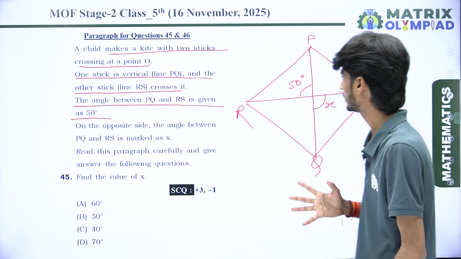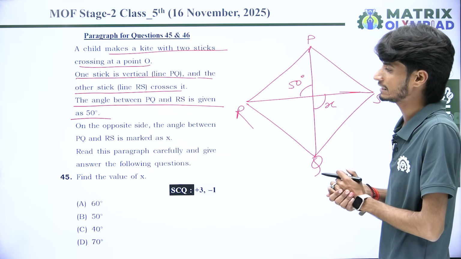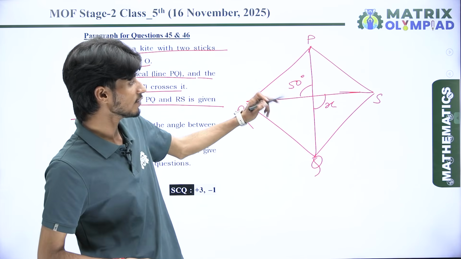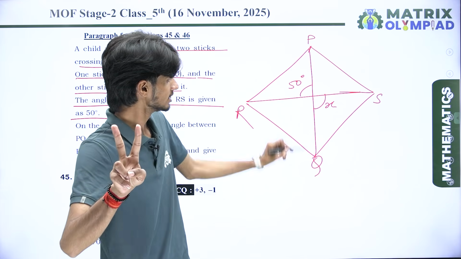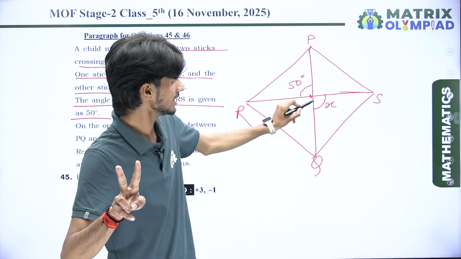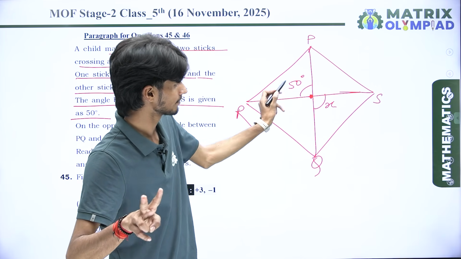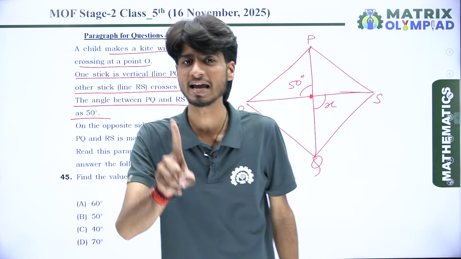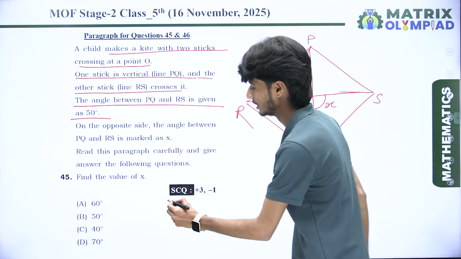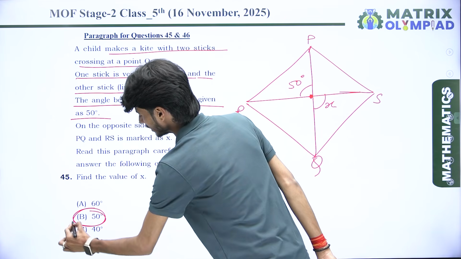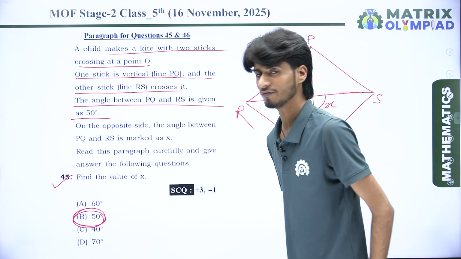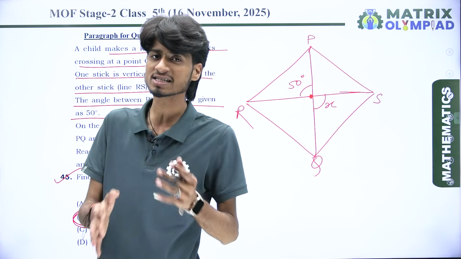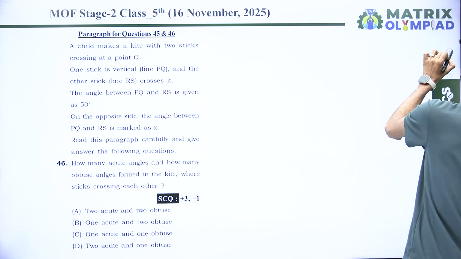Dear student, whenever you observe this shape, you observe that both angles are vertically opposite angles, because the vertex is the same but they lie on opposite sides. Yes or no? And vertically opposite angles are equal. So x is also equal to 50 degrees. So 45's answer is 50 degrees. Got it? Let's come to the next question.